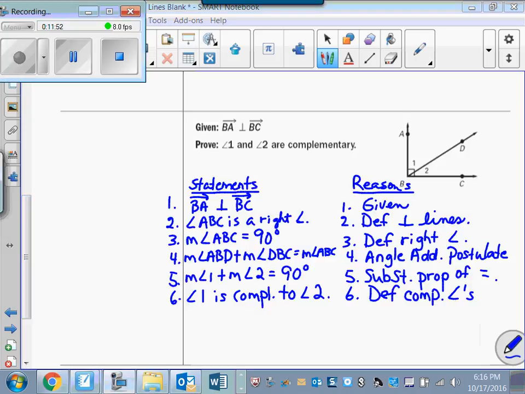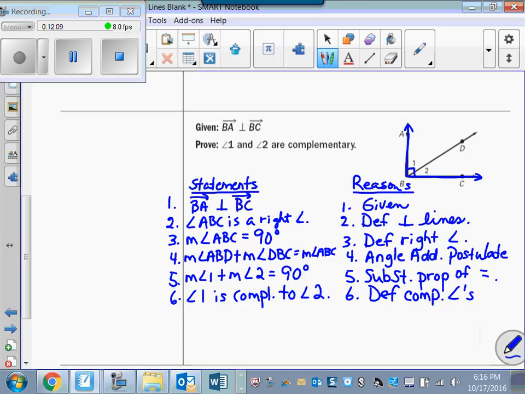Alrighty, so what we're given is that BA and BC, the two sides of the angle, are perpendicular. I can see that marking there. So that's my given statement, statement number one.